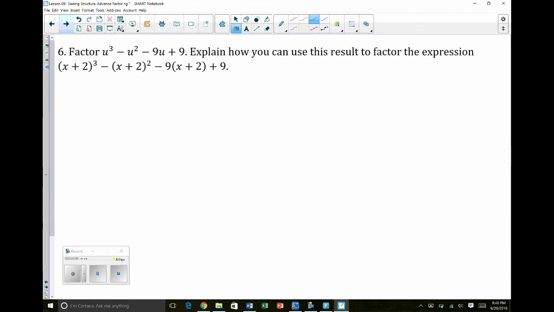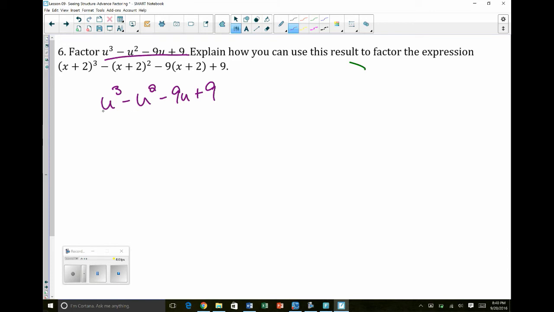Number 6, factor u cubed minus u squared minus 9u plus 9. Explain how you can use this result to factor this expression. So first, let's factor this here. U cubed minus u squared minus 9u plus 9. So it's a cubic polynomial. 99% of the time, we're going to factor it by grouping.